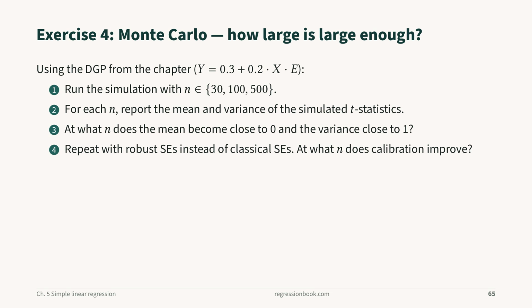The fourth exercise reruns the chapter's Monte Carlo at 3 sample sizes, asking when the t-statistics become calibrated, mean near 0, variance near 1, and how much sooner robust standard errors get you there.